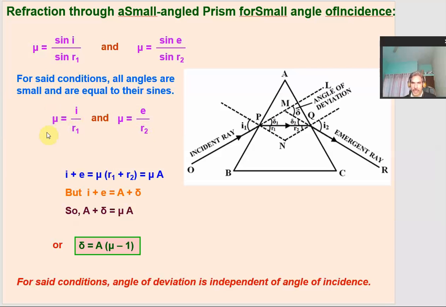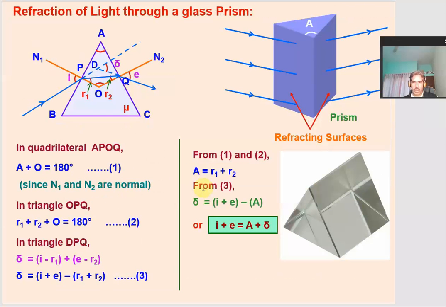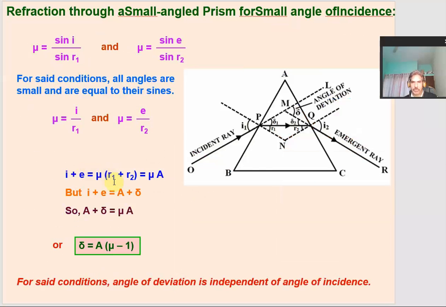Now from here we find I equals mu R1, and from here E equals mu into R2, and we add I and E together. So I plus E will be equal to mu R1 plus mu R2. Taking mu common, inside we have R1 plus R2. We already know that the sum of these two angles R1 and R2 is nothing but equal to the angle of prism, right? According to this relation, we get that I plus E is equal to mu into A.